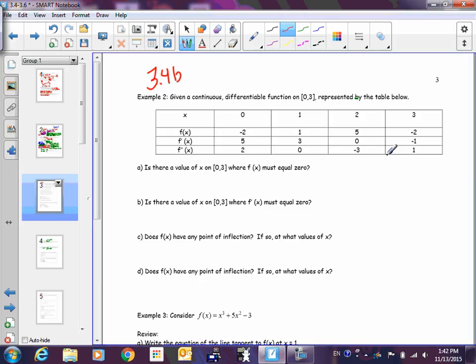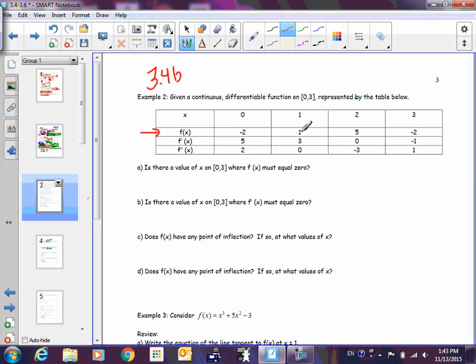This is why we have this, and you'll see some on the worksheet that have to do with this. We have this table: the x's, f, f prime, and f double prime. We won't necessarily use all the information on any given problem. On part A, it says, is there a value of x where f of x must equal 0? So I'm thinking, let's look at the f row.